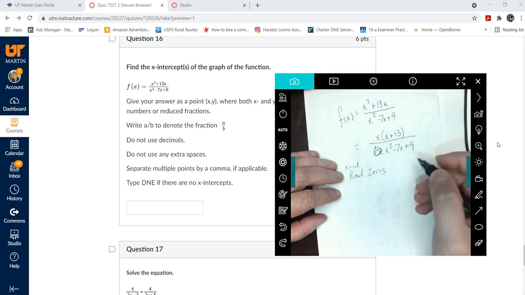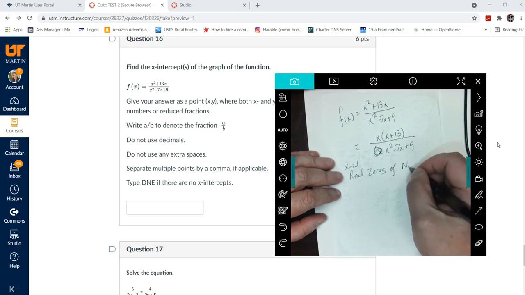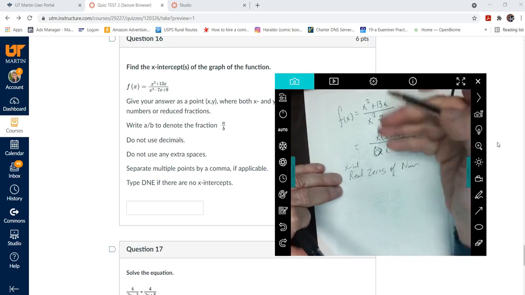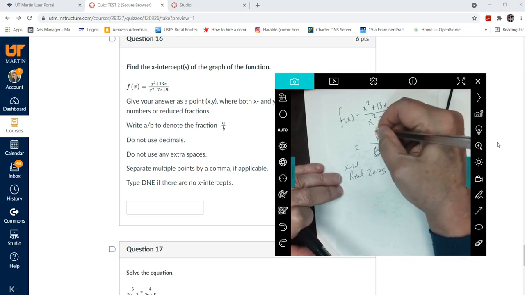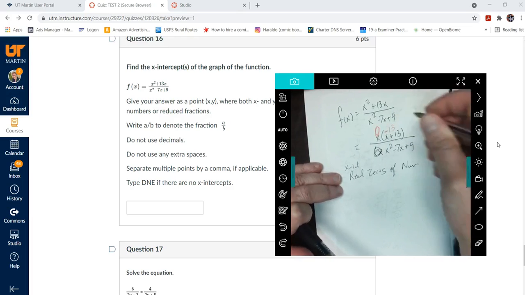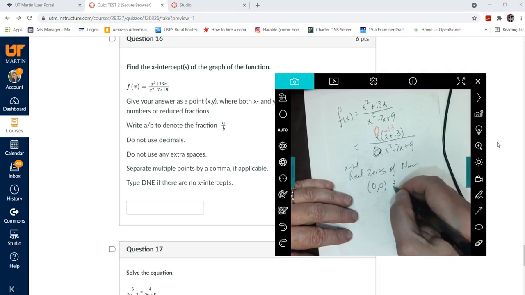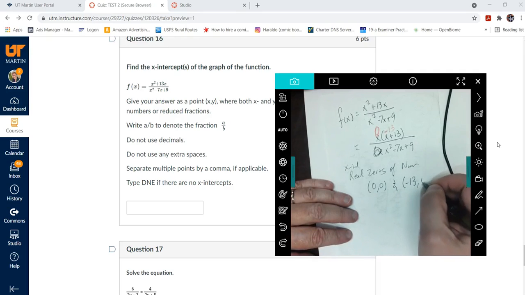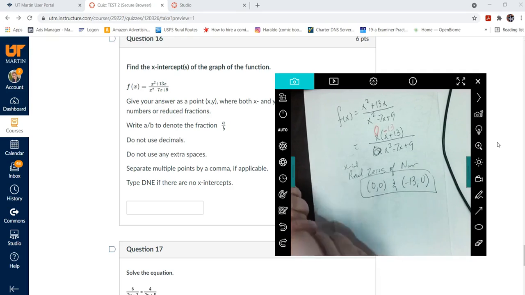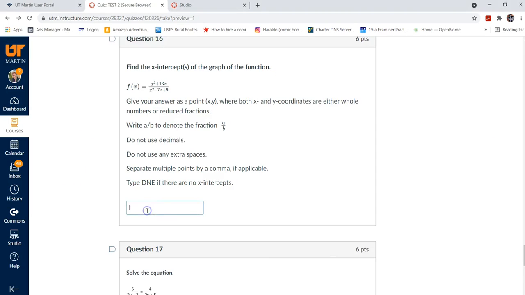x-intercepts are found at real zeros of the numerator. And there's two real zeros. One is 0 itself, and the other is negative 13. So I have two x-intercepts. Okay. And so that's what I'm going to enter here. Separate multiple points by a comma. Don't use any extra spaces. Okay.